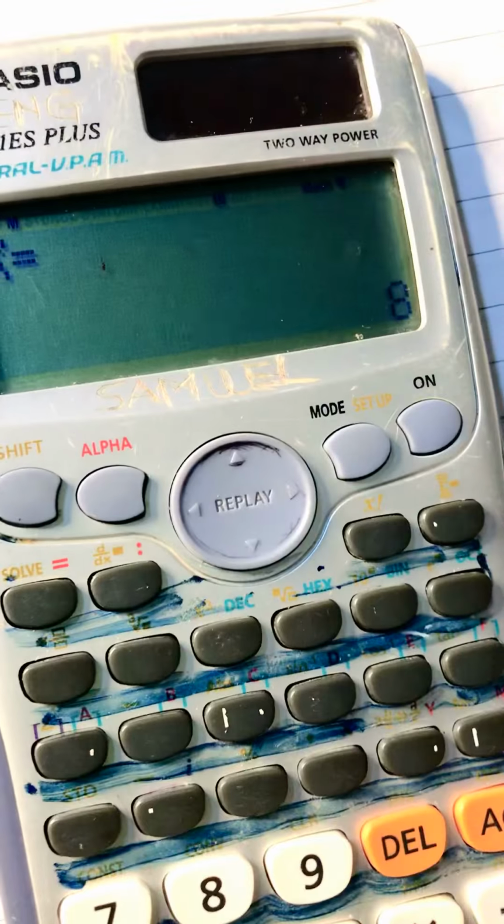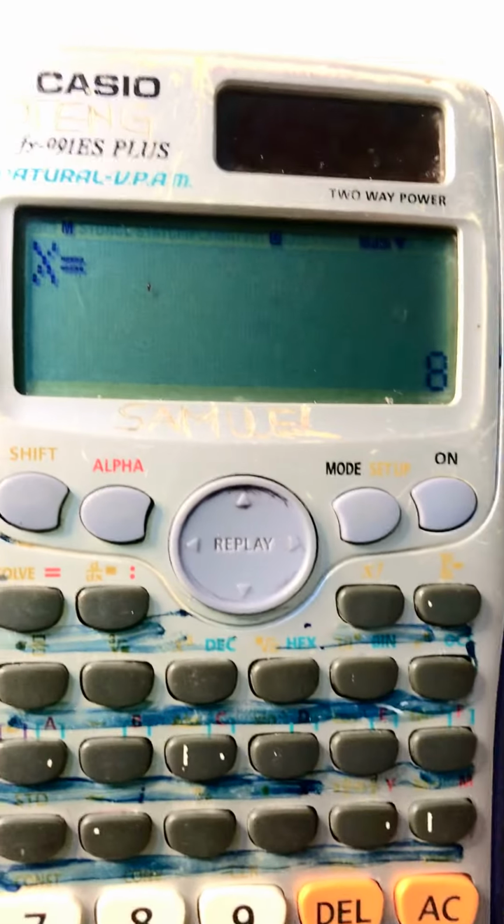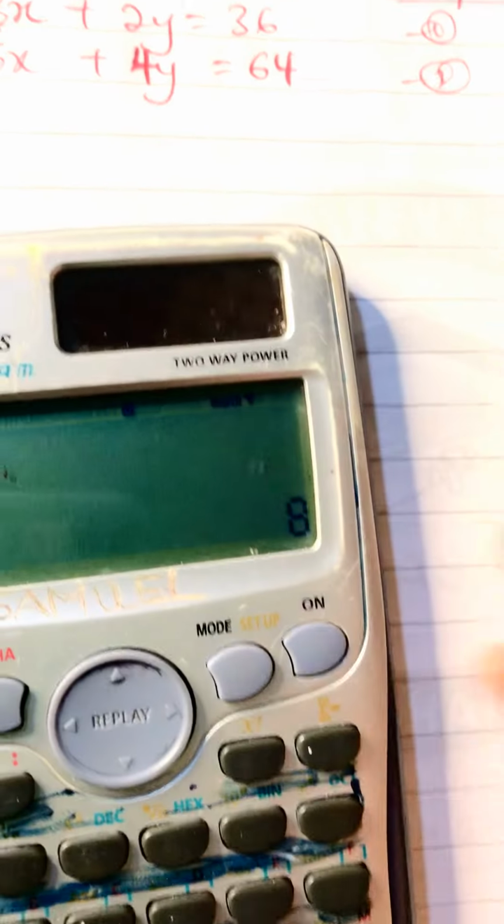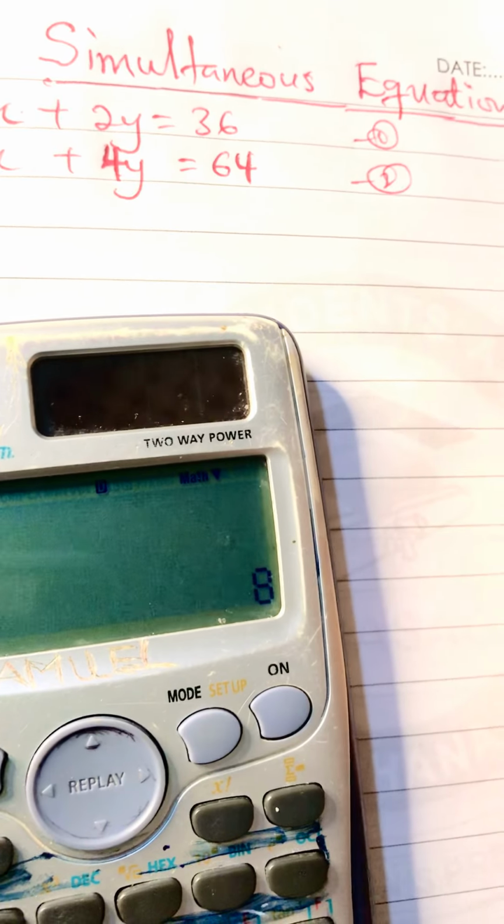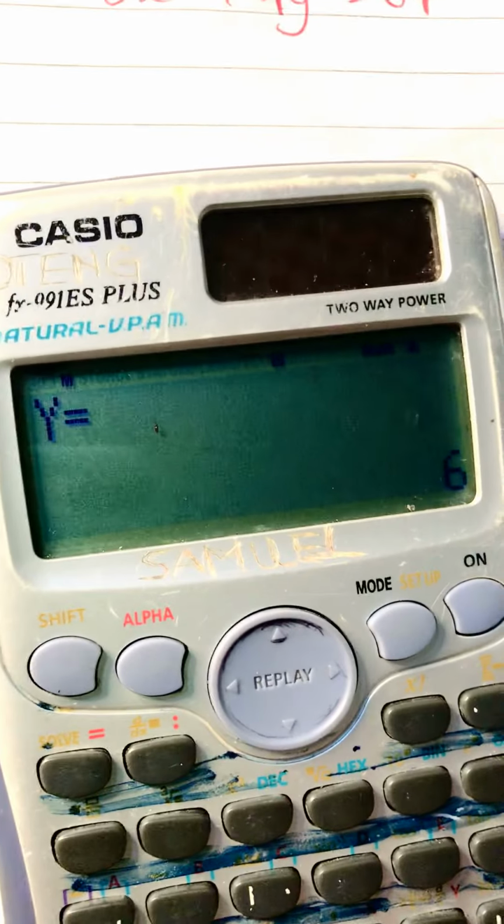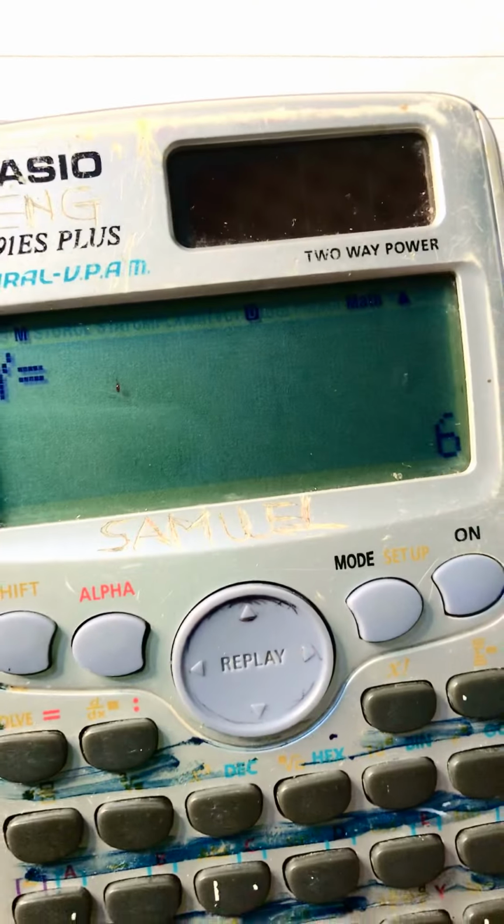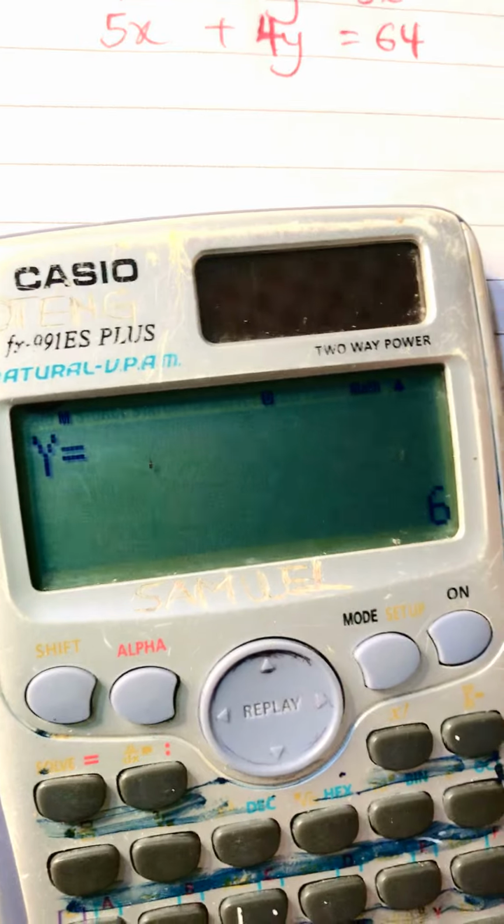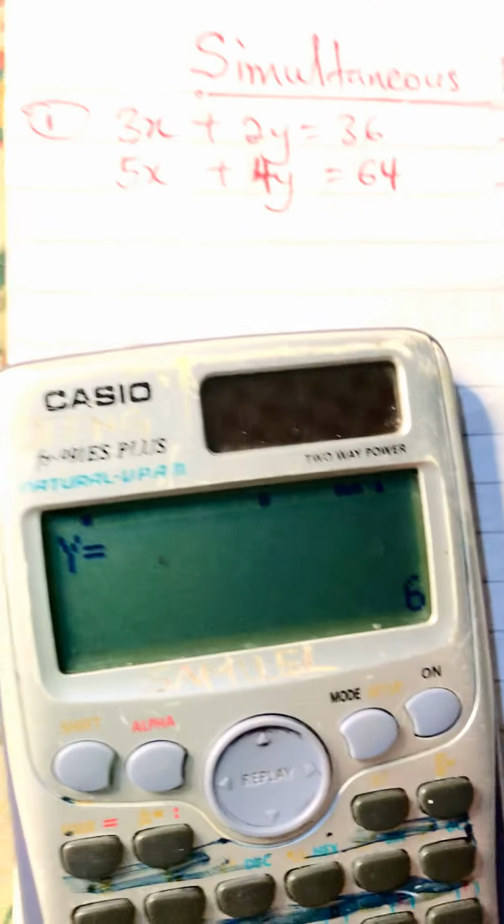Alright, giving us the answer for x. So we are getting our x to be 8. Then we press the equal to again to give us our answer for y. And we had the y to be 6.